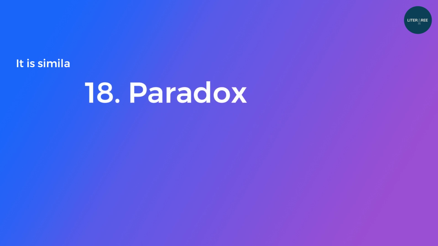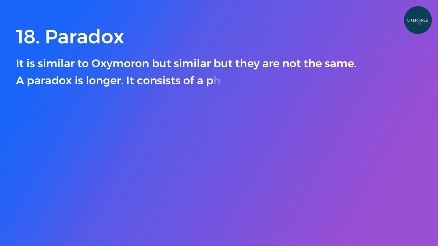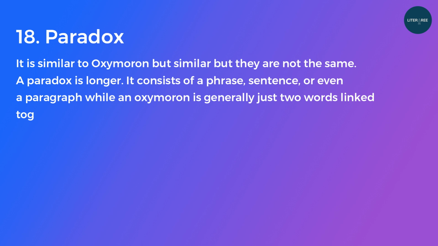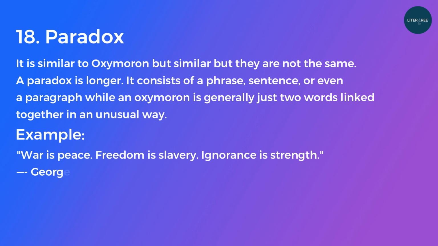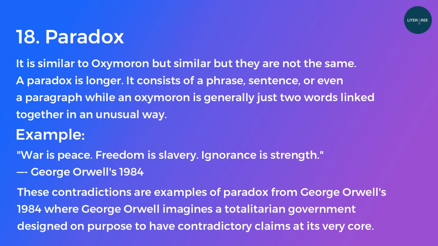Paradox. Paradox is similar to oxymoron, but it is not quite the same. A paradox is longer than an oxymoron. It consists of a phrase, sentence, or even a paragraph, while an oxymoron is generally just two words linked together in an unusual way. Check out this example from George Orwell's 1984. War is peace, freedom is slavery, ignorance is strength. These contradictions are examples of paradox. George Orwell imagines a totalitarian government designed on purpose to have contradictory claims at its very core.